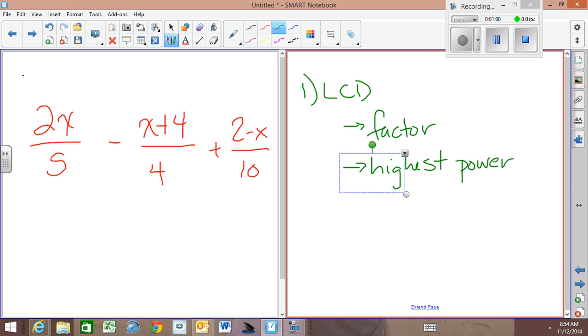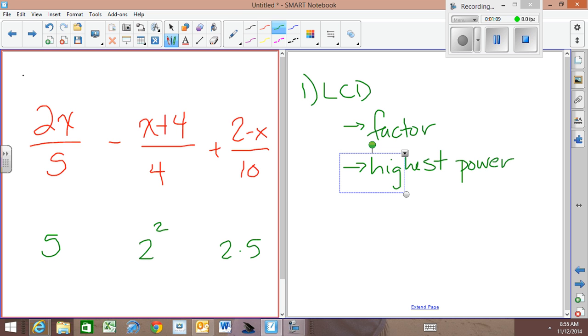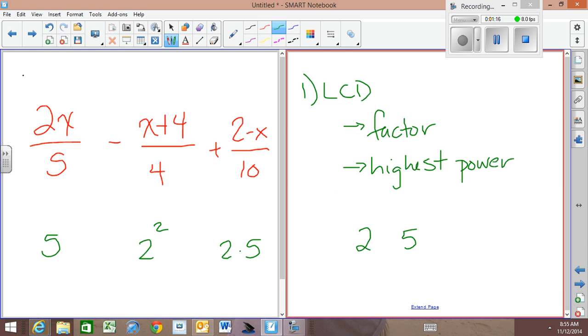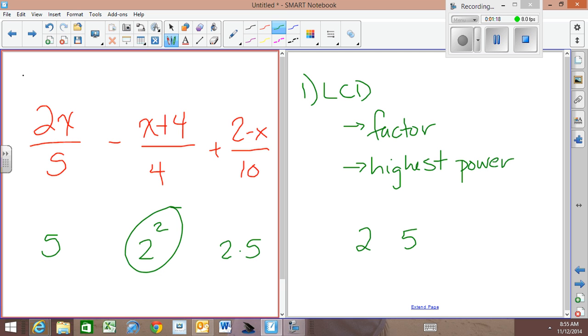Because these denominators are just numbers, I'm just going to do the prime factorization of the numbers. So 5 is already prime, 4 is 2 squared, 10 is 2 times 5. So I'm going to write down every factor. 2 and 5 are both factors. 2 squared appears, so I'm going to keep 2 squared, and 5 to the first and 5 to the first are the same. So my LCD is the product of 2 squared times 5, which is 20. So that's the first thing you want to do, figure out what common denominator you want to use.